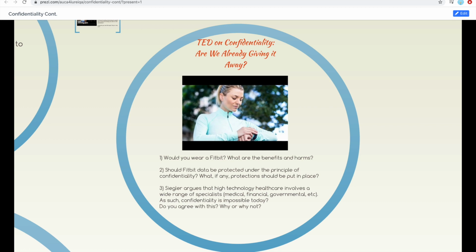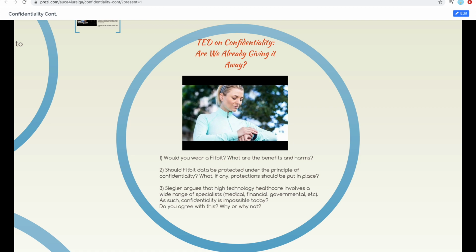So one of the things that you could discuss online and with your peers is, would you wear a Fitbit, and what are the benefits and harms associated with wearing the Fitbit? Should Fitbit data be protected under the principle of confidentiality? Should medical procedures concerning confidentiality be extended beyond the clinical context proper?